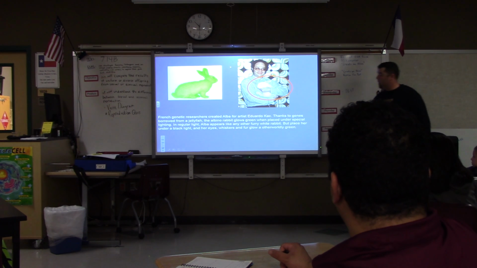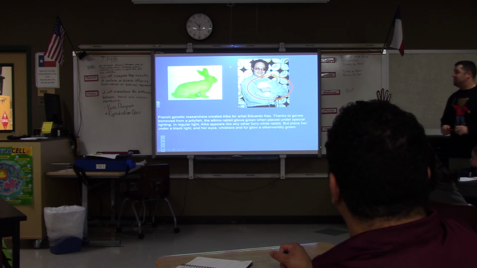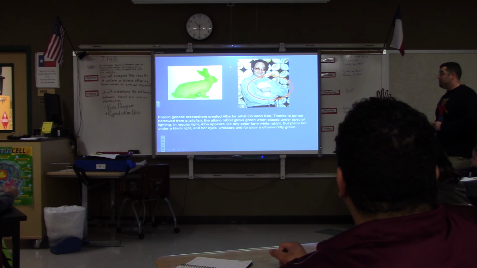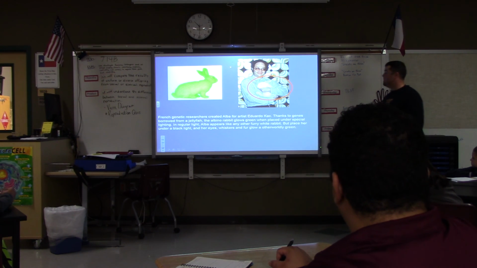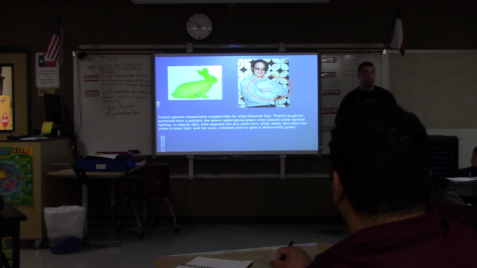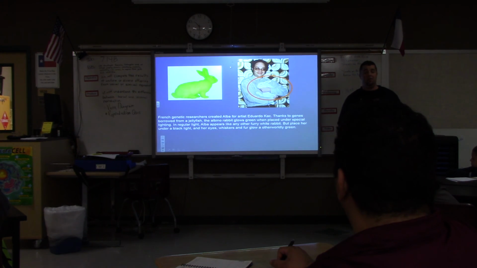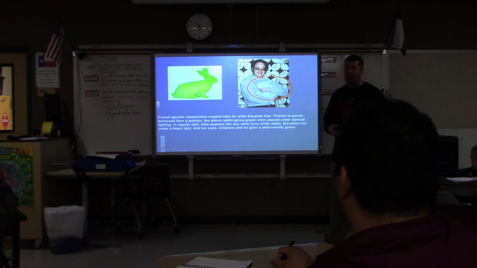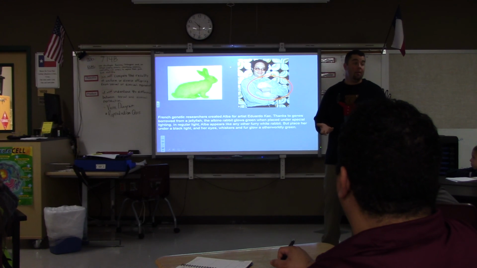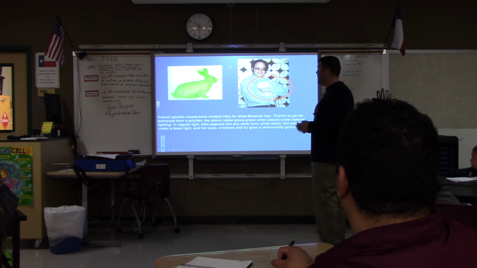Okay, you have a guy here. He was a genetic researcher called Alba. He designed this rabbit for an artist. And what they did was, you know, jellyfish. If you ever see jellyfish in the sea, especially real deep in the sea where there's no light, what do they do? They glow, right? They have this neon glow to them.